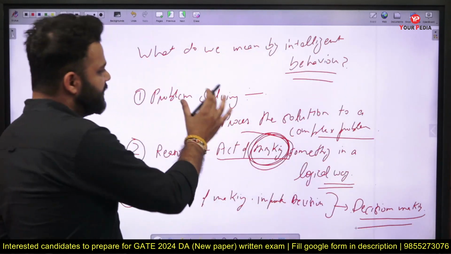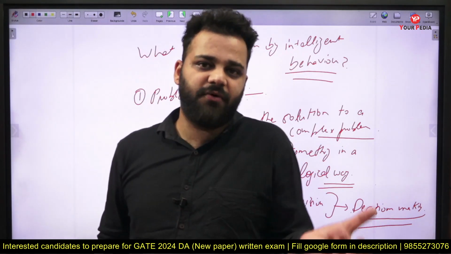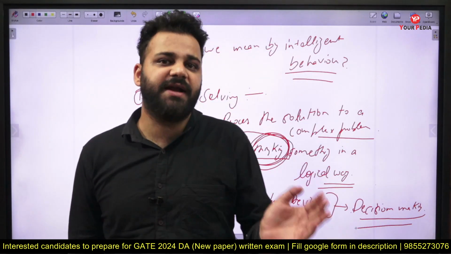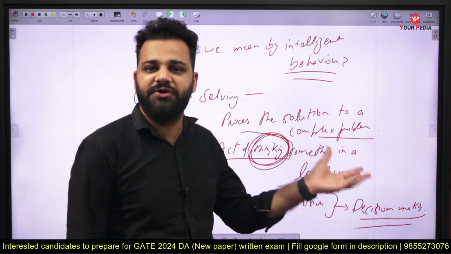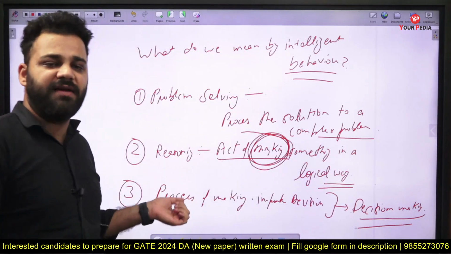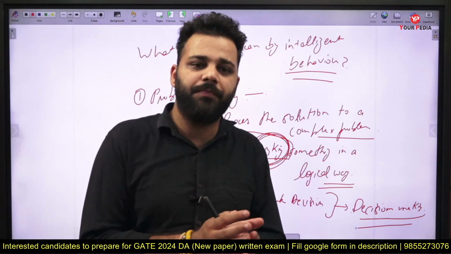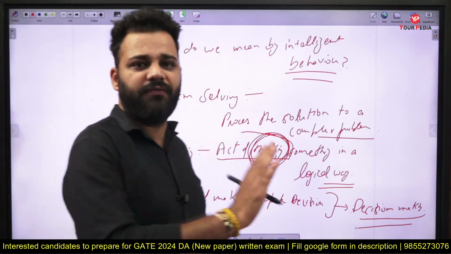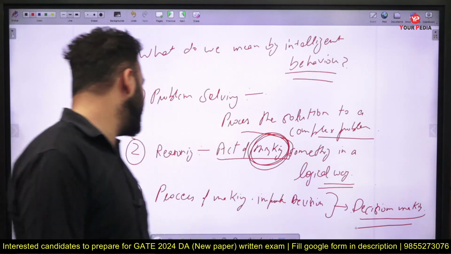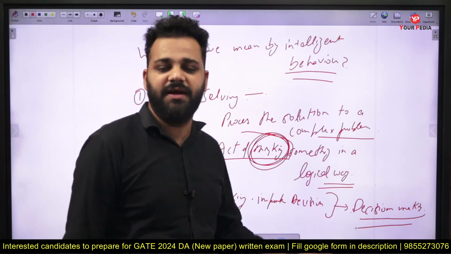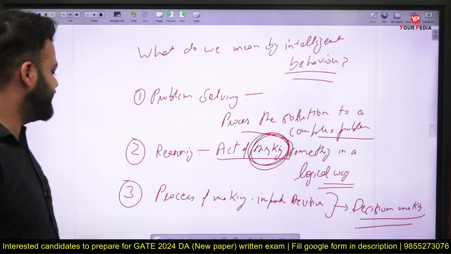So the machine should be able to first see what the problem is, and then rectify that problem with some solution. So it should be able to find a solution for the complex problem. Next is reasoning, the act of thinking something in a logical way. So it should be able to see the pros and cons of all the algorithms or all the problems that have been given to the machine. Then the final is the process of making an important decision, which is known as decision making.